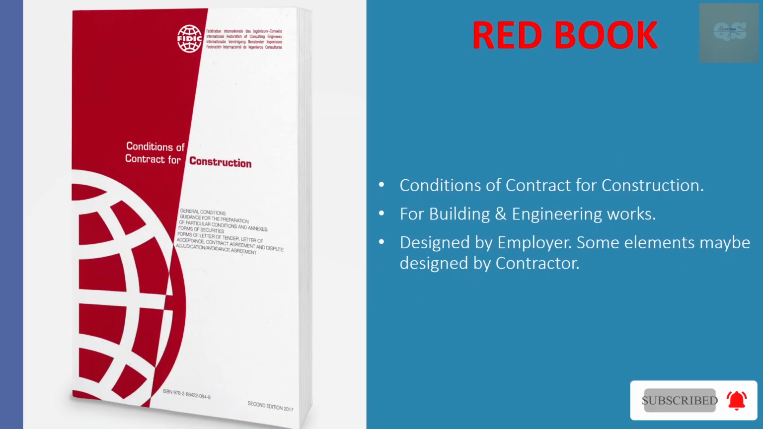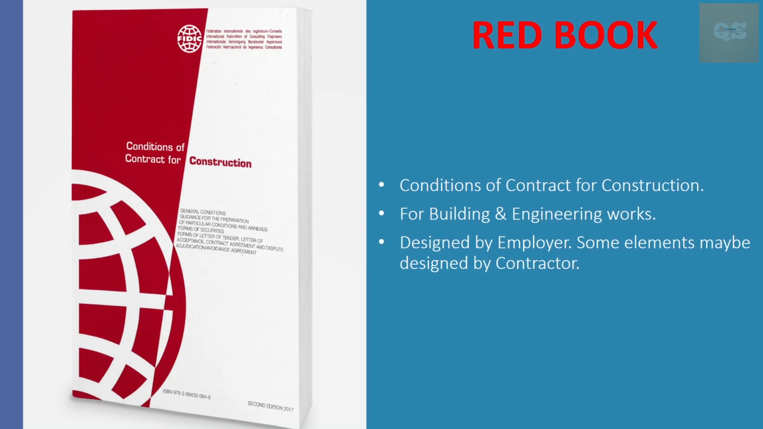Next is the most common book that is used in majority of the projects, that is the red book. So it lays down the different conditions of contract for construction. That is basically for projects that are of more duration or of higher values, mainly building and engineering works. So according to this book, the design is done by the employer. The majority of the design is done by the employer, but some elements can be designed by the contractor too.